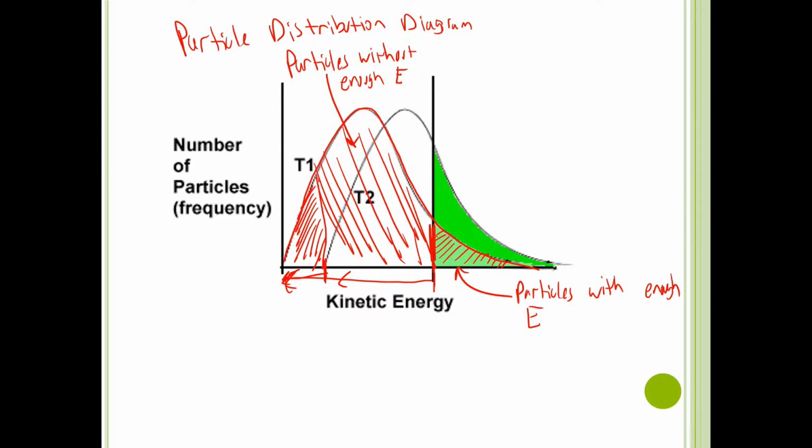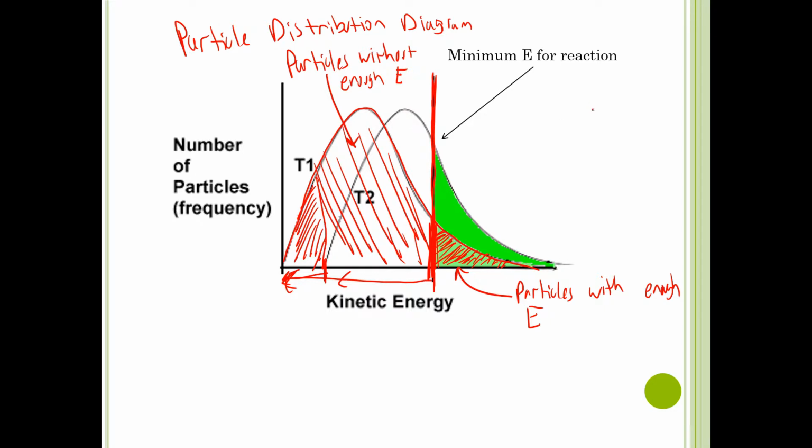So the particles on the left side of this line do not have enough energy to react, whereas the particles on this side of the line have enough energy to react. What then is this line? That line is the minimum energy for reaction. If the particles colliding have this minimum energy, then they can react. And as you can see in this particle distribution diagram, not very many molecules will actually have sufficient energy to undergo the reaction.